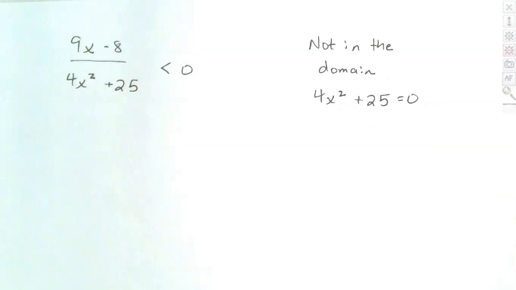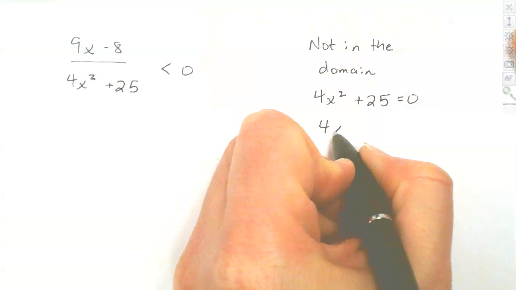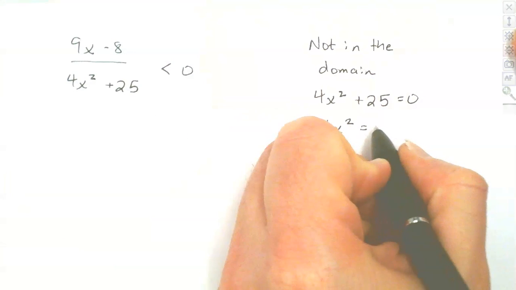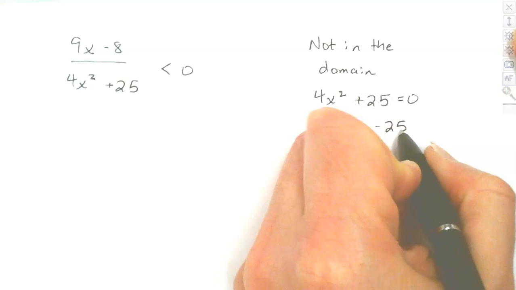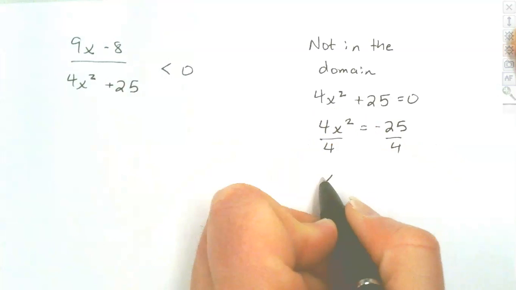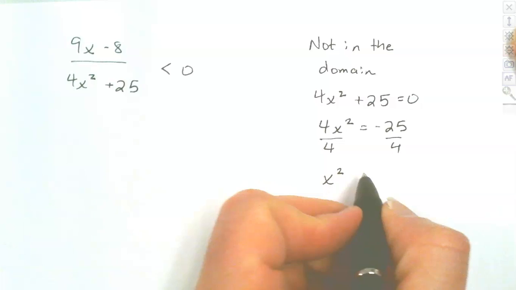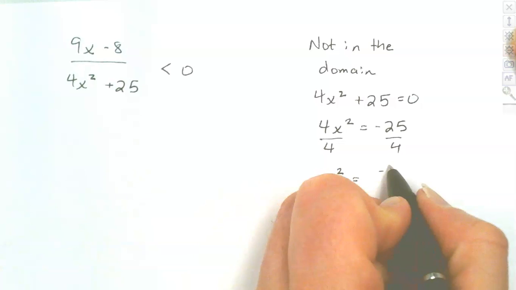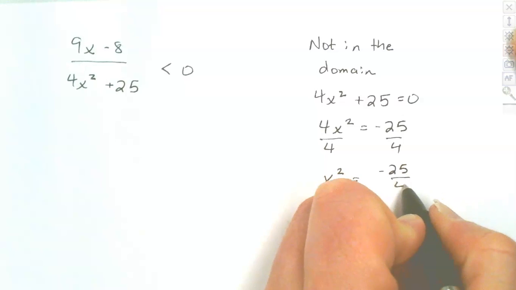Now, if it was a negative, it would factor as a difference of squares, right? Because 4 is a square, 25 is a square. But what happens if I try to solve this? If I try to solve this, we're going to use the square root property. So I'm going to move that 25 over, and I'm going to divide by my 4. And then I've got x squared equals a minus 25 over 4.